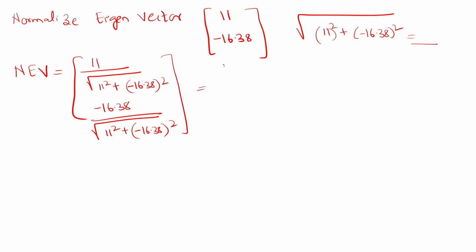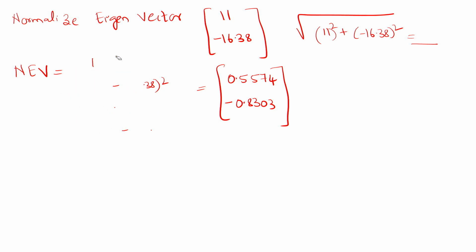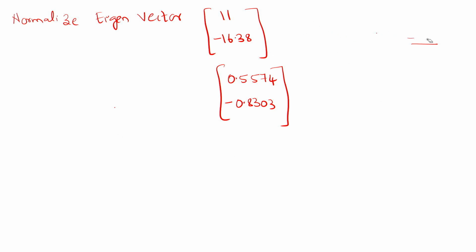So, when you solve this, you get the normalized eigenvector as 0.5574 and minus 0.8303. So, this is the normalized eigenvector for the highest eigenvalue, that is 30.3. Now, once you get this normalized eigenvector, we have to find the principal components.